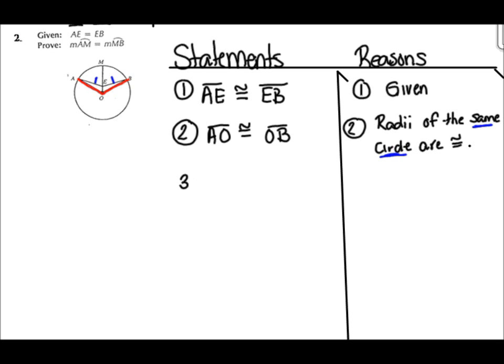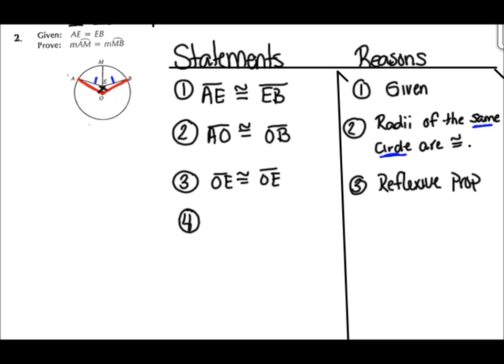So now I can use the reflexive line with OE and say OE is congruent to itself, OE, by reflexive property. And now I have my 3 congruency statements, so I can talk about my triangles. Triangle OEA is congruent to triangle OEB using side, side, side.